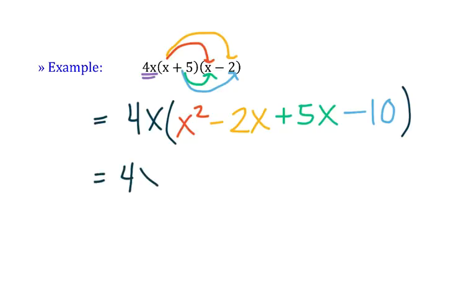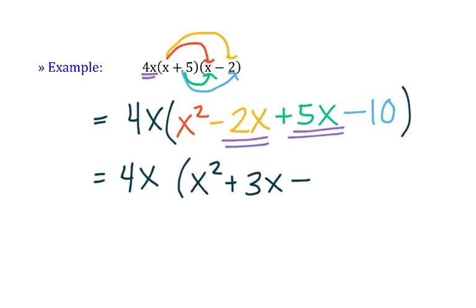So let's combine our like terms from our foiling result. We have a negative 2x and a positive 5x, which gives us just a 3x for our middle term. And now what we'll do to finish off this problem is use the distributive property. So it looks like our next little task here will be to take this 4x and distribute it to all 3 terms within the parentheses.